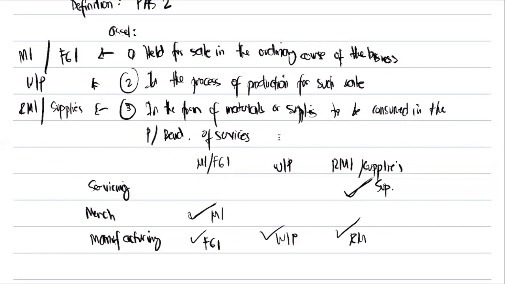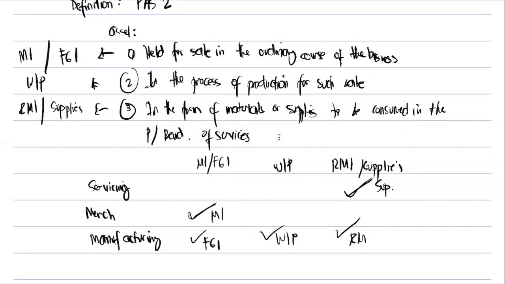So if ever it is servicing, you could only include number 3. If that is merchandising, you could only include number 1. And in manufacturing, you can include 1, 2, 3. Because take note, guys, an inventory is not defined exclusively. It is defined based on the enumeration.